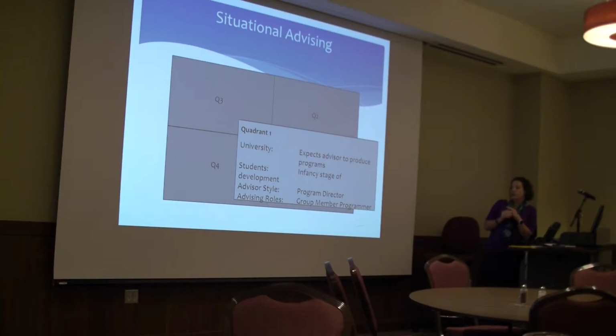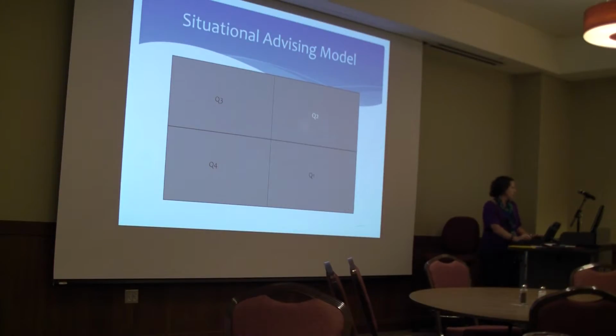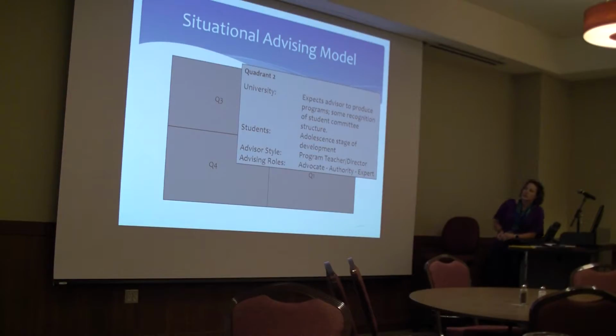And so you are essentially going to take the role of a group member. You're going to be helping them make decisions like an organization member. You're going to be taking on tasks and helping them get things done. In quadrant 2, your university expectations may be that the advisor is to produce programs, some recognition of student committee structure. The students are potentially at the adolescent stage of development. So this is where you'll be kind of a teacher/director.